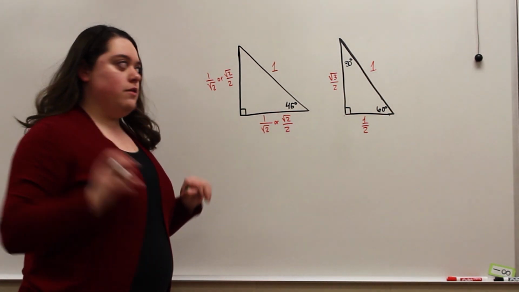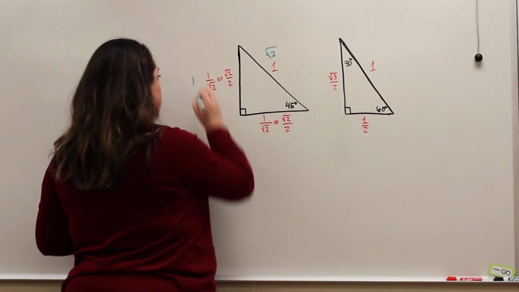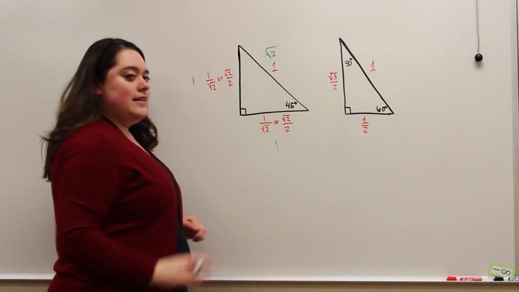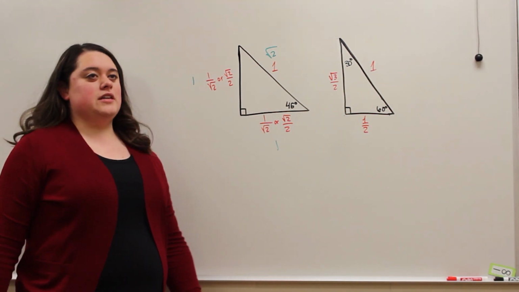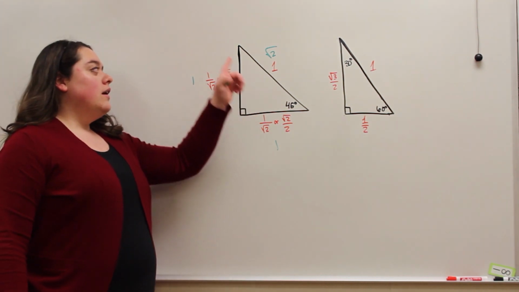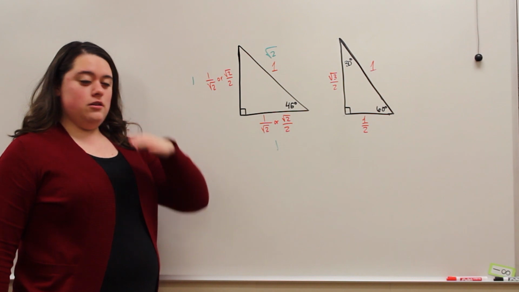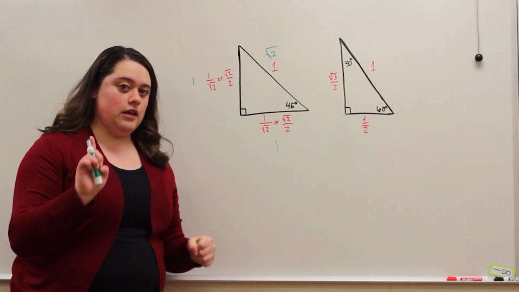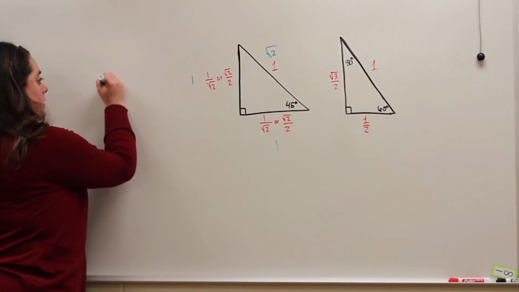Okay, so let's ignore the red values for right now. Let's say on the 45, 45 triangle, those red values didn't exist. The green ones did though. It's called a unit triangle for a reason. Unit triangles always have a hypotenuse length of 1. So let's take a look at our hypotenuse here.